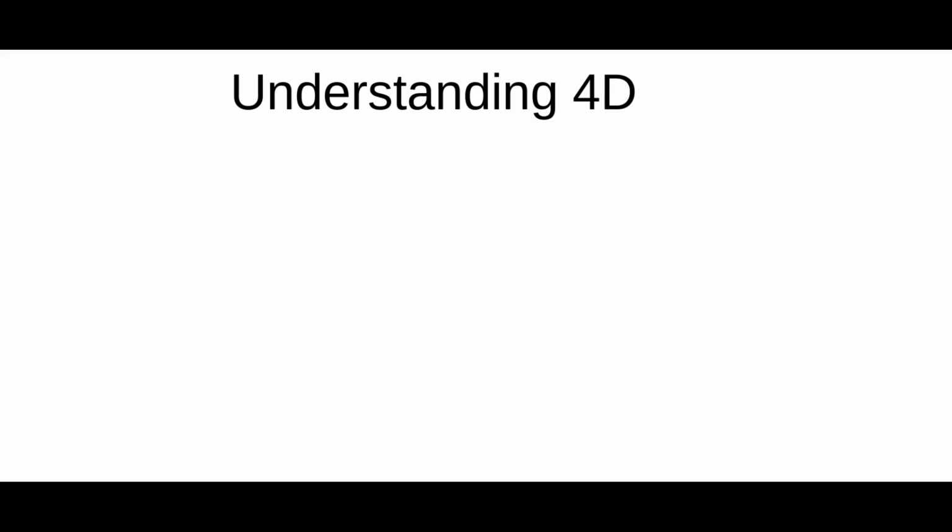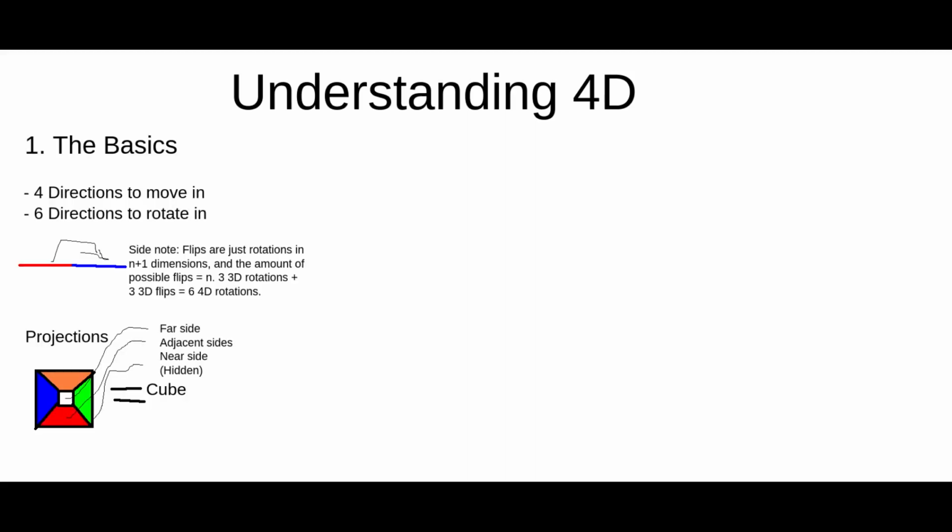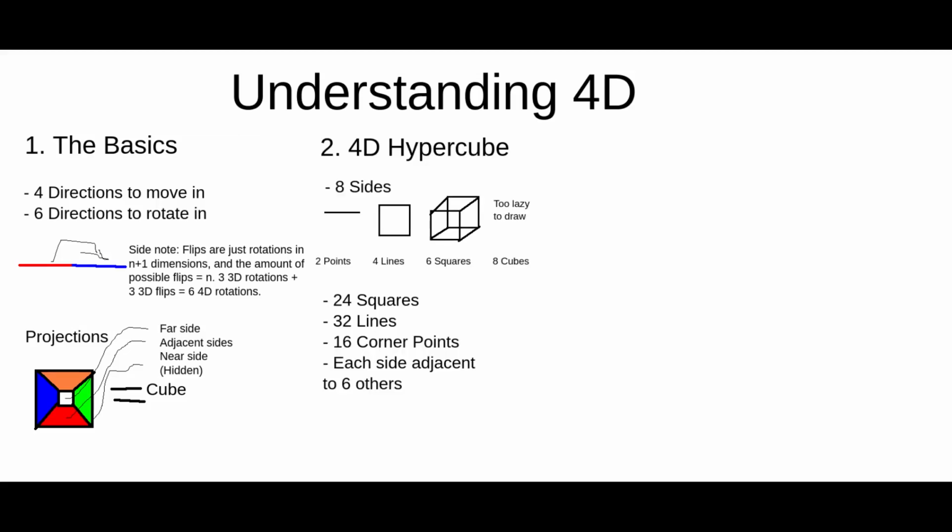The first part is understanding the four-dimensional Rubik's Cube, or 4D in general. Here are some of the basics. There are 4 directions to move in, 6 directions to rotate in, as you can see from the middle drawing there, and then there are projections to help you visualize objects in a fewer amount of dimensions than what they are naturally in. In this case, we have a projection of a cube that is very similar to the projection used in Magic Cube 4D.